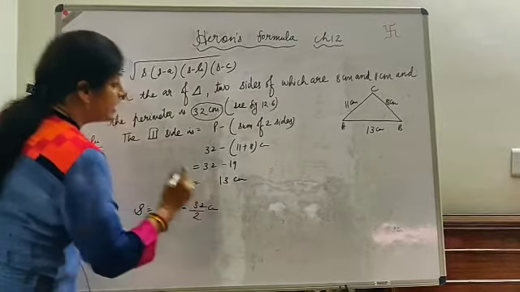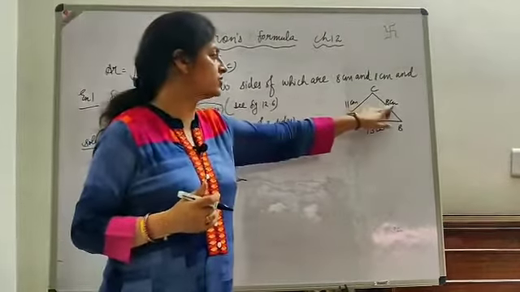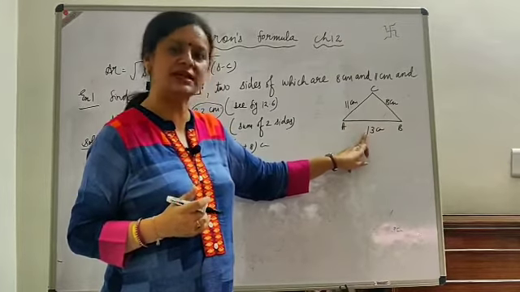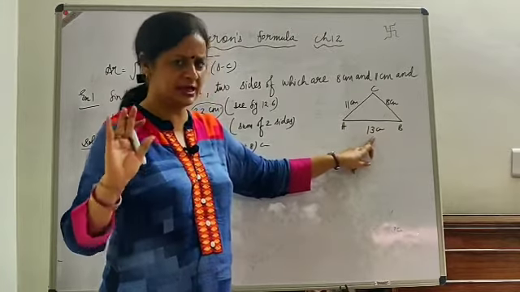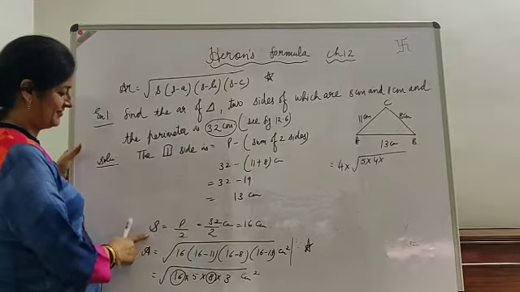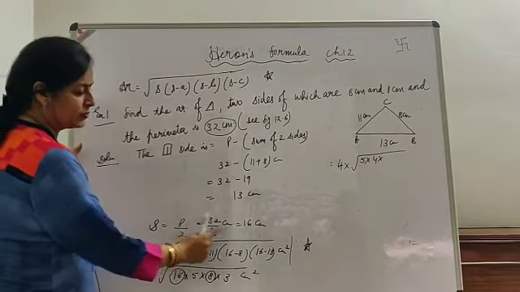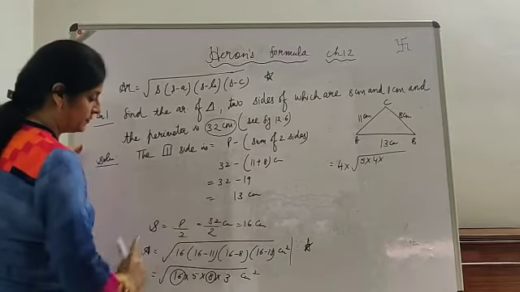For your rechecking, you may check this. 11 plus 8 is equal to 19. 19 plus 10 is 29, plus 3 is 32. Okay, we are correct. So this is your 32 centimeter. So for the area, the semi perimeter is equal to 32 by 2, that is equal to 16 centimeter.